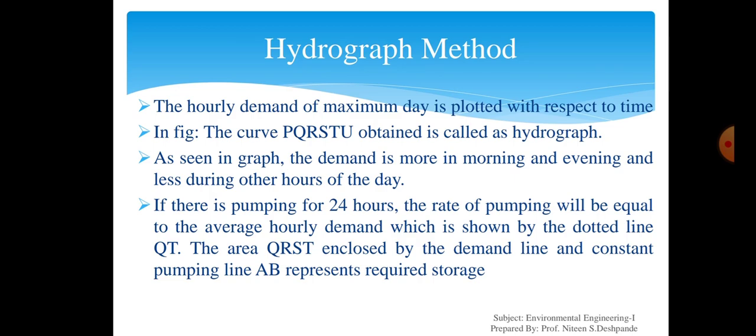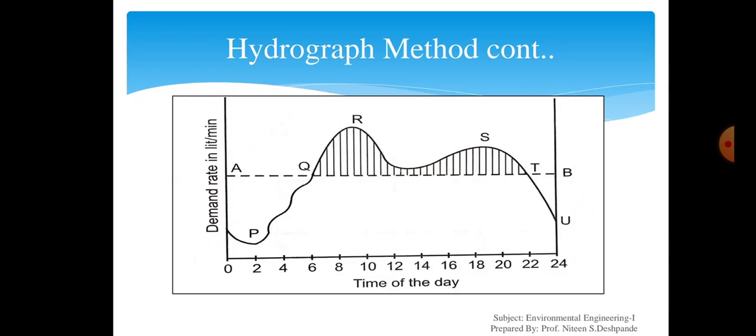Now the second method is the hydrograph method. The hourly demand of the maximum day is plotted with respect to the time. In the figure which is in the next slide, the curve PQRST obtained is called the hydrograph. As seen from the graph, the demand is more in the morning and evening and less during the other hours of the day. So you can check that the demand is more in the morning and the evening. So there is a fluctuation in the demand.